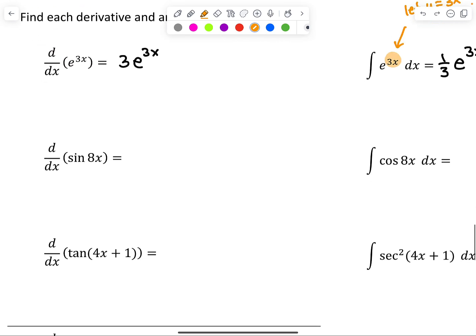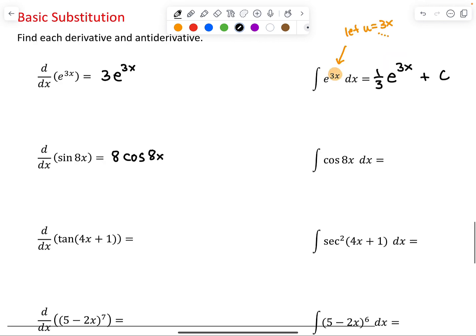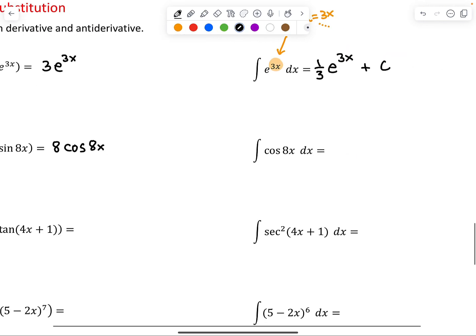The derivative of the sine of 8x. Well, the derivative of sine is cosine. The 8x would stay the same. And then the chain rule would say now we have to differentiate 8x and put that 8 right there. Well, now I want to do this backwards. I want to integrate cosine of 8x. Well, I know I'm going to get a sine of 8x because the derivative of sine produces cosine.